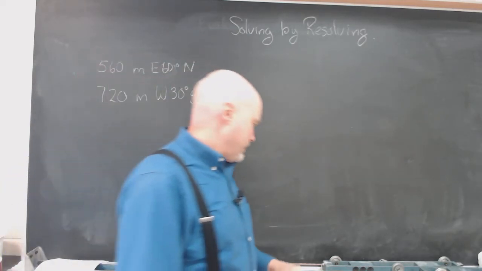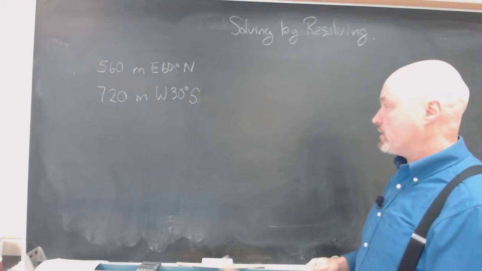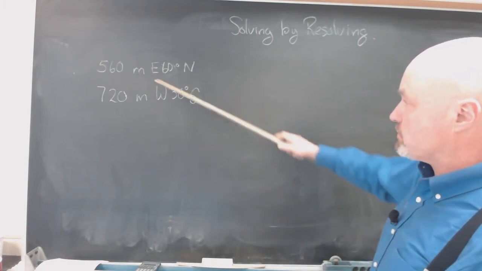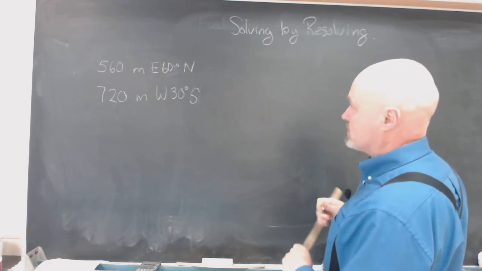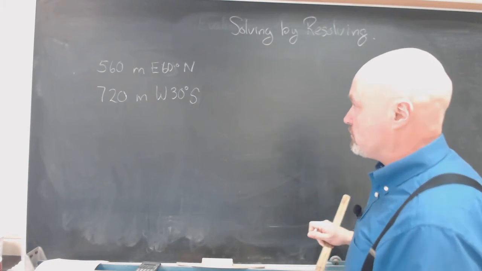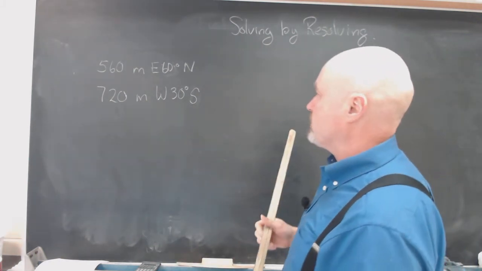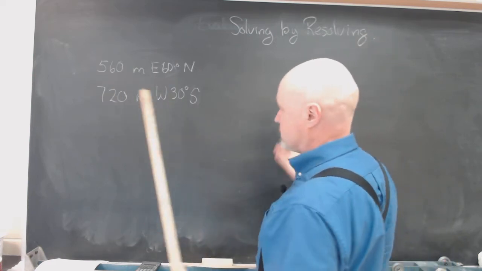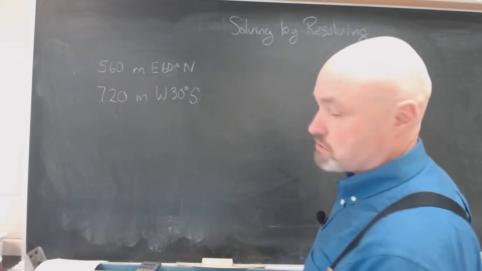And so Brittany wants to look at some of these solving by resolving questions. One of the most confusing things about them is this crazy "east 60 degrees north" way of explaining the directions. So we'll go over that. This is just two displacement vectors, or for the sake of argument, we'll say it's two displacement vectors. The first one, say it's the leg of a journey, is 560 meters east, 60 degrees north.